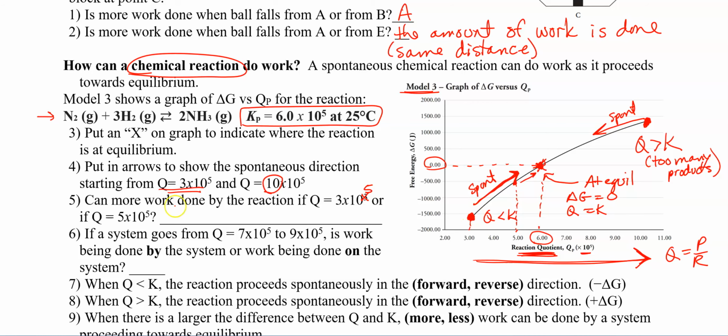Correct. You want Q is equal to 3 times 10 to the fifth. Why? Because you're further from K, right? It's just like the ball is further, it's going to fall further. This reaction is going to proceed further to get to equilibrium. It's farther away from equilibrium, so it can proceed further to get to equilibrium.